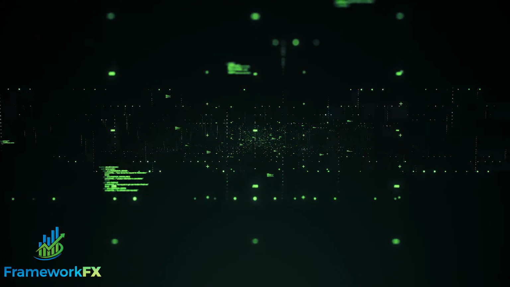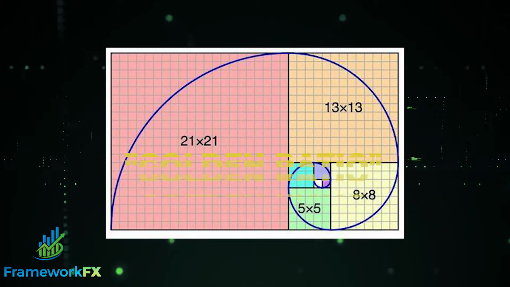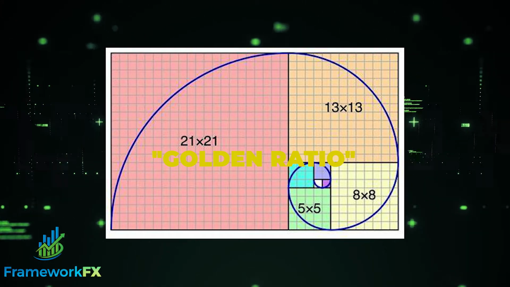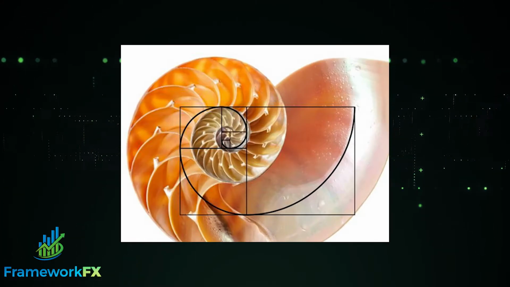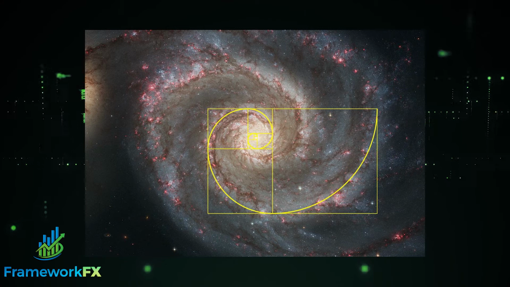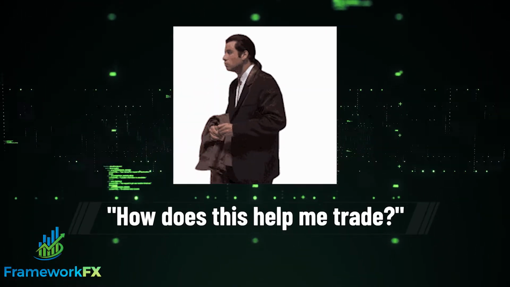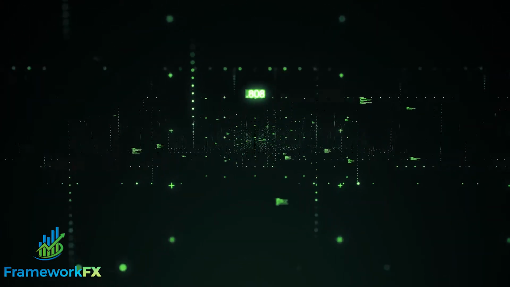Now you might have seen this before. This shape is also commonly referred to as the golden ratio, and it just so happens that we've managed to see it every day in our lives. From shells to trees, hurricanes, and even galaxies. But I know what you're thinking. How the hell does this help me trade? Well, that's what we're going to talk about right now in part 2.